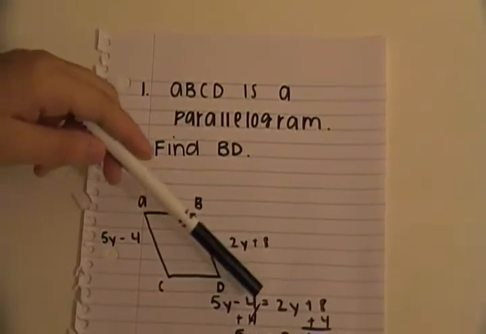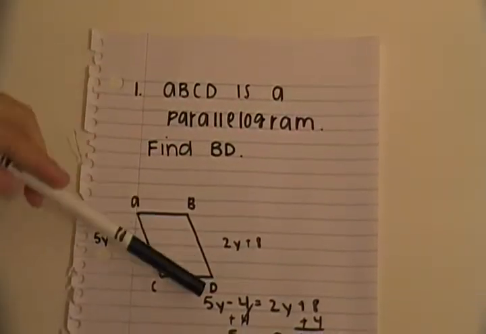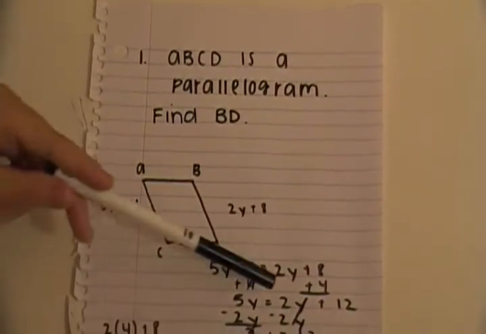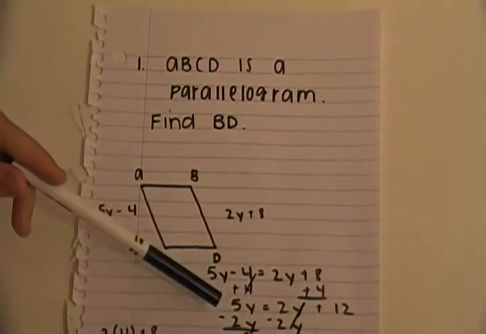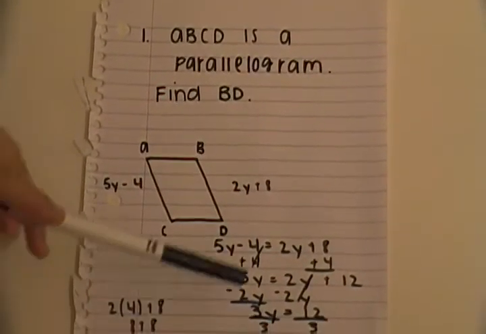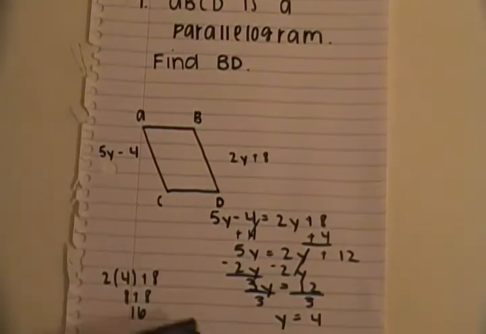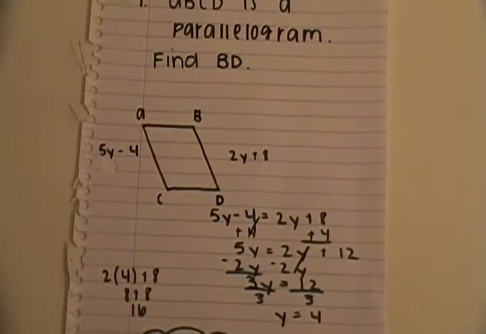So I added 4 on both sides, and I got 5y equals 2y plus 12. Then I subtracted 2y from both sides. This one canceled, and we were left with 3y equals 12. Then we divided by 3 on both sides, and we finally got y equals 4.